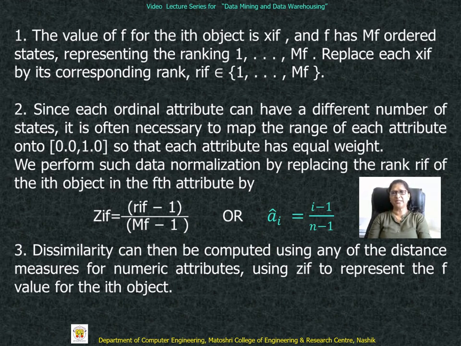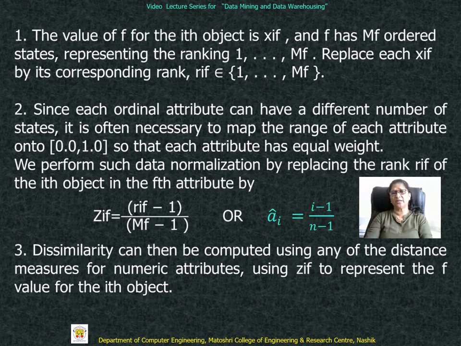We have to replace each Xif by its corresponding rank. So if we had small, medium and large, we can give ranks as 1, 2, 3 or we can have it 3, 2, 1. You may have it as 5, 6, 7 whatsoever. So we have to replace that state, that is small with 1, medium with 2 and large with 3.